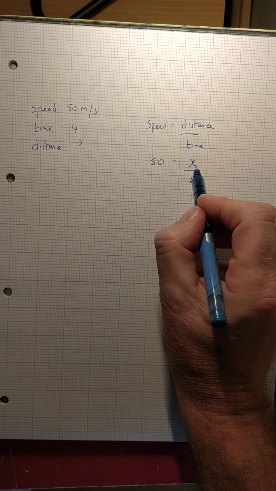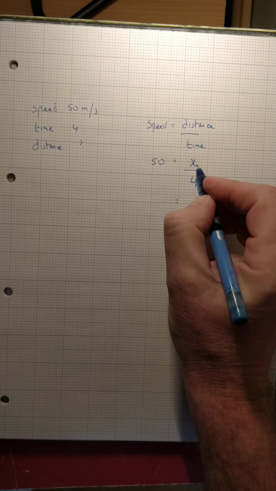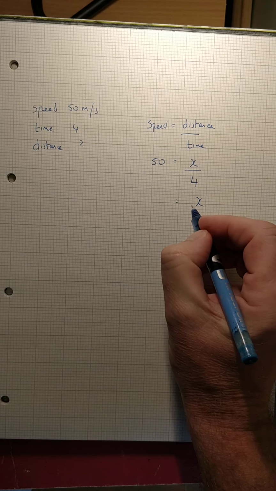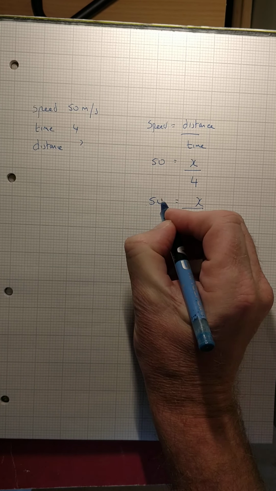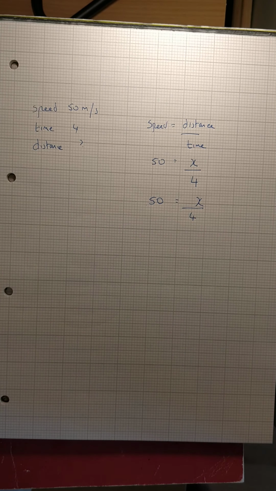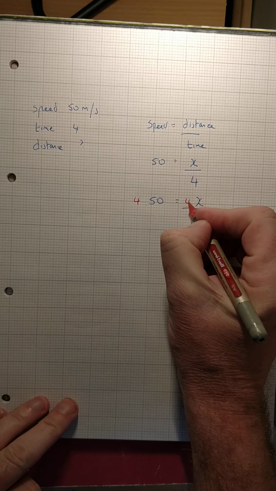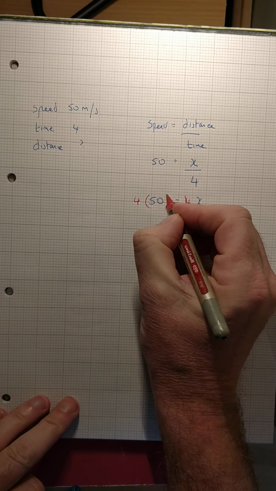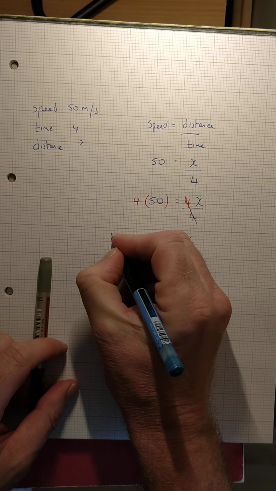Now remember here we want x on its own on the right. So if we were doing maths, we'd say, instead of dividing by 4, we need to multiply both sides by 4. So I'm just multiplying both sides by 4, and they cancel. Remember, this means multiplied. So you're left with x is 200.